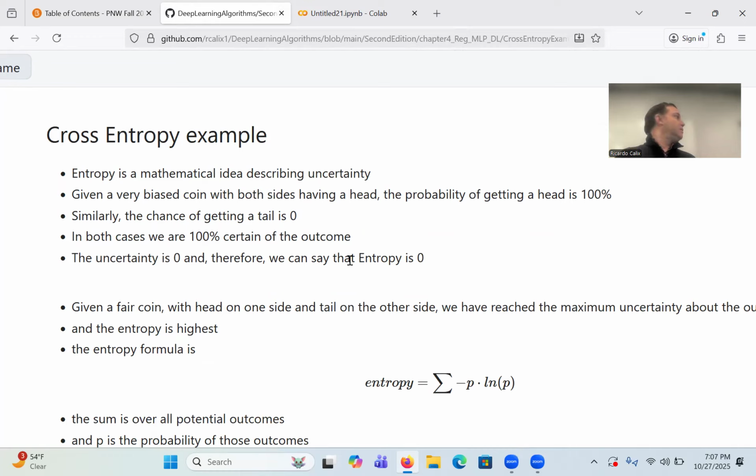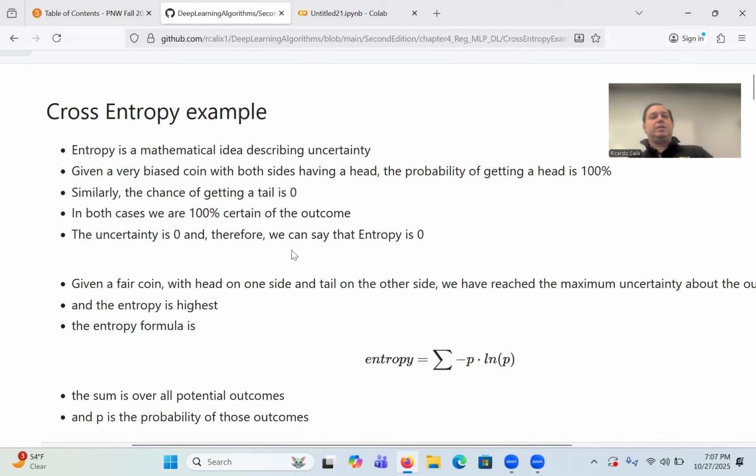There's no uncertainty, right? And that's the key to this whole thing. In both cases, we are 100% certain of the outcome, right? It's not going to be a tail. There's no way. And in fact, it's going to be a head because both sides are heads. Therefore, the uncertainty of this is 0. And therefore, we can say that entropy is 0. Entropy is the metric that we use to measure this uncertainty. So that's the idea. When we're sure of the outcome, it's got 0 entropy. Got it? That's the idea.